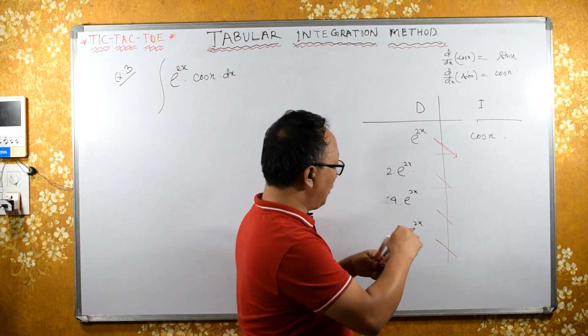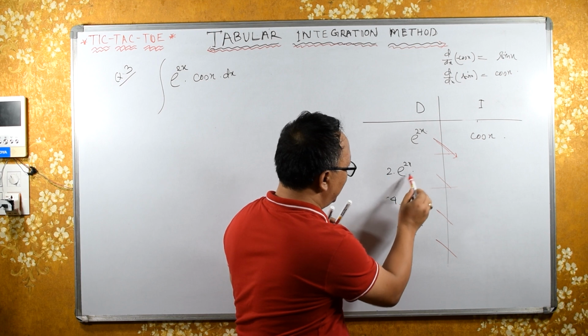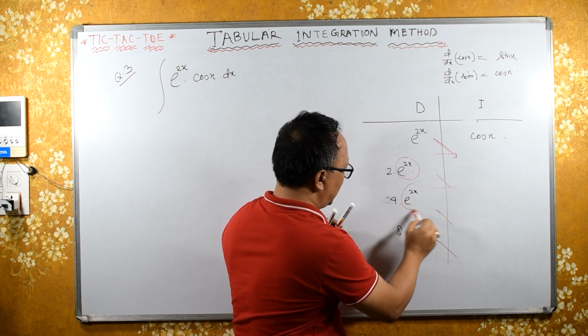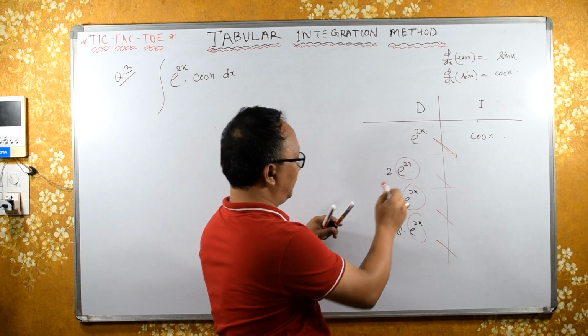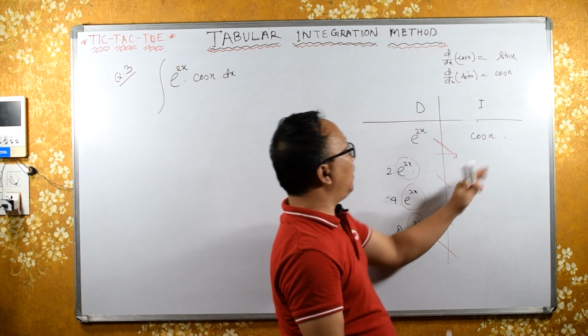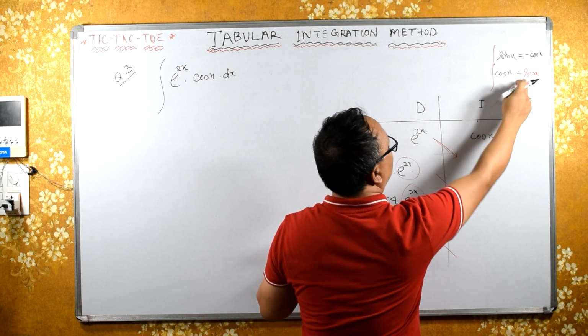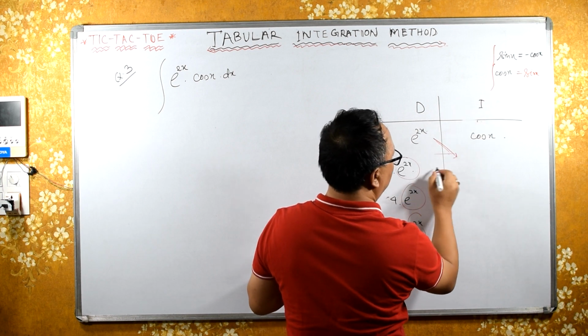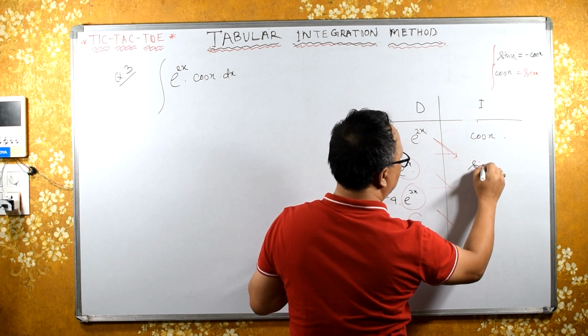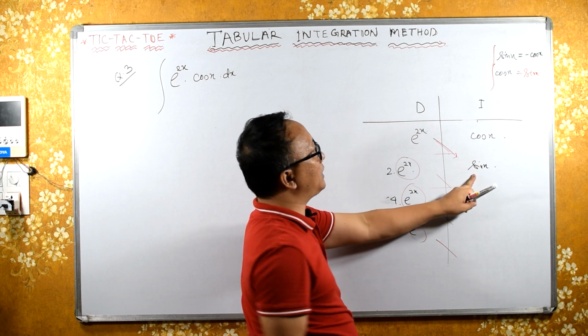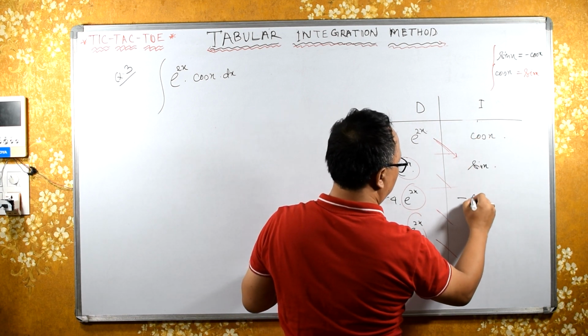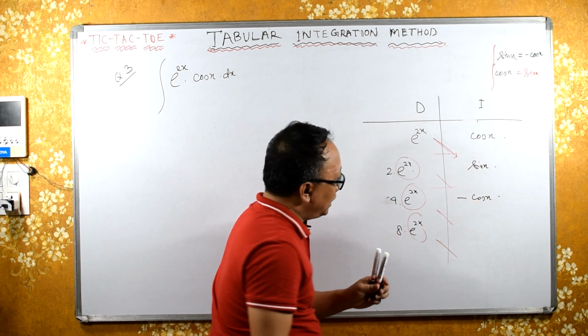Look here, you have e raised to 2x, e raised to 2x with a constant term. Now the integral of cos x is what? The integral of cos x is sin x. And the integral of sin x is what? Minus cos x.